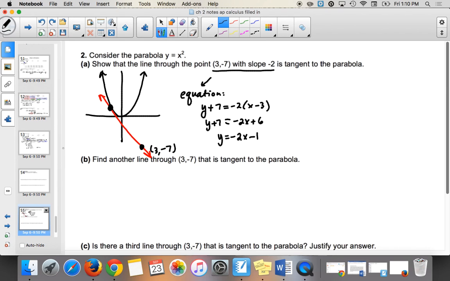Yeah? How did you get negative 1? I subtracted the 7 over. Right. Oh, right. You know, algebra 1. That's okay.